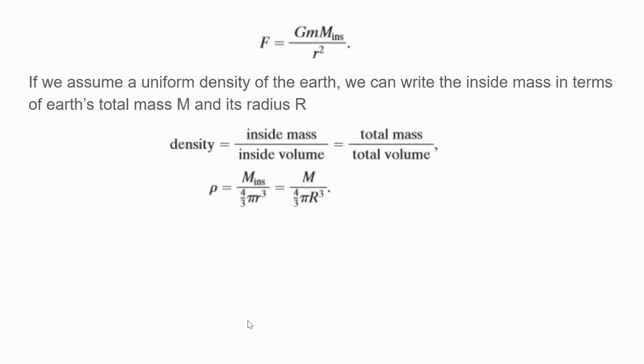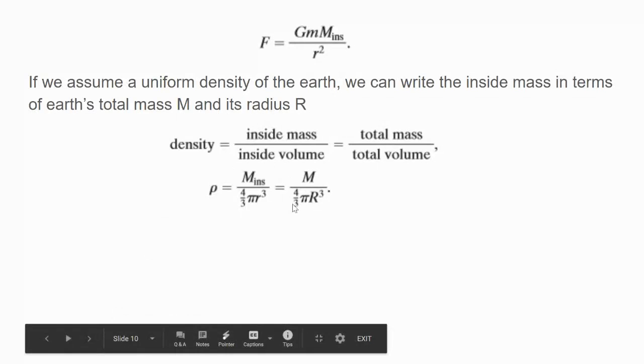So density, which we denote as rho, will be equal to inside mass divided by inside volume, which is equivalent to total mass divided by total volume. Again, density is mass divided by volume, because we're talking about volumetric density here. And because we're assuming that density is uniform, we can equate these two things to one another. Now here we get this in equation form.